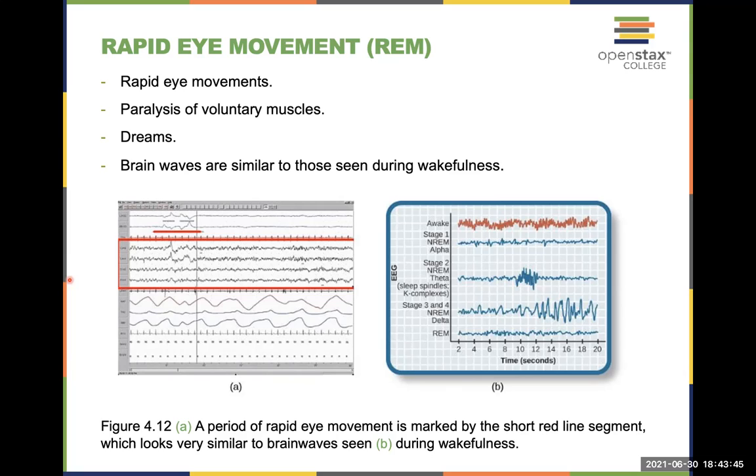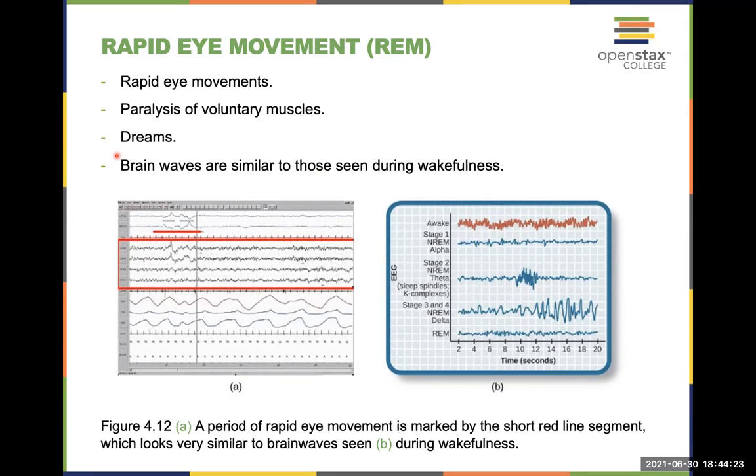During rapid eye movement sleep, or REM sleep, your body naturally will paralyze your voluntary muscles. In other words, you become kind of frozen. This is where dreams occur, and the brain waves are similar to those seen in wakefulness. I actually misspoke earlier. I said it's kind of like alpha waves, but it's more similar to wakefulness. So I want to correct my misspeaking from before, which is very interesting, right?